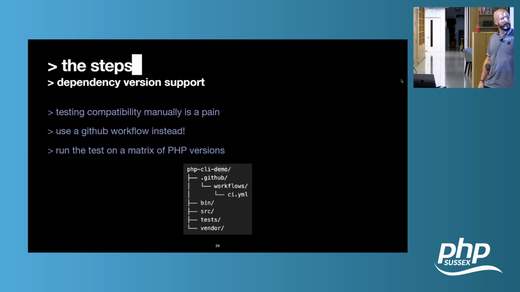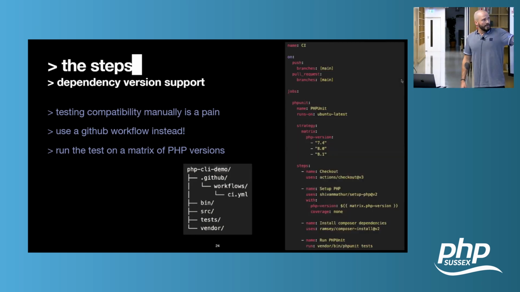I want it to run on the latest Ubuntu, which is pretty standard. Then I define a strategy for the job, which is where I can specify the matrix of PHP versions I want to use. So here I specified PHP 7.4, 8.0, and 8.1. And what that means is that the steps here are going to be run for each of these PHP versions.